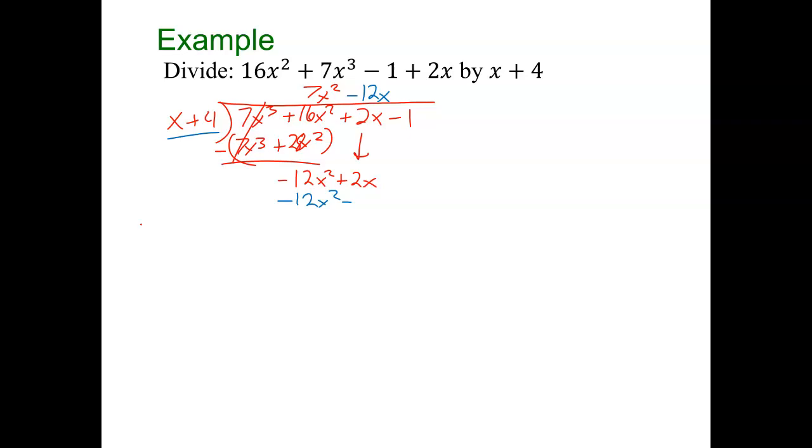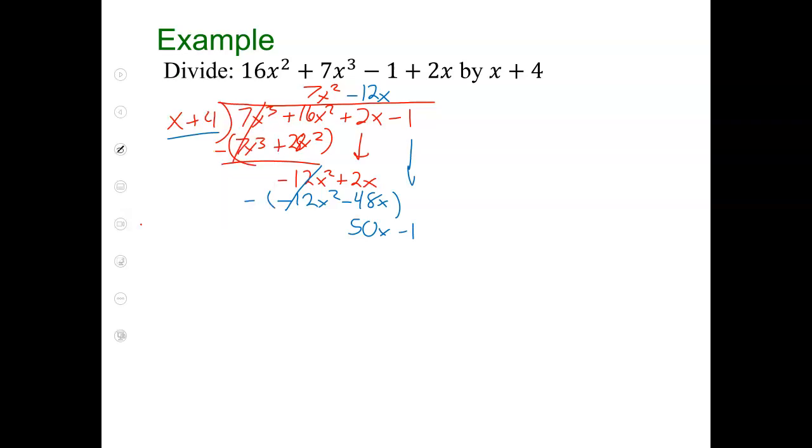Minus 48. Step 3. We'll print another one after we subtract. So negative 12 minus negative 12 cancels out. 2x minus negative 48x is 50x. I told you guys that subtraction will mess you up the most.